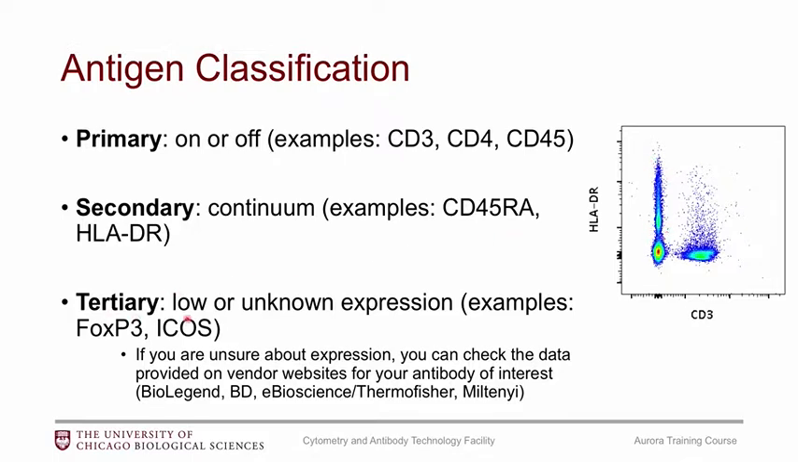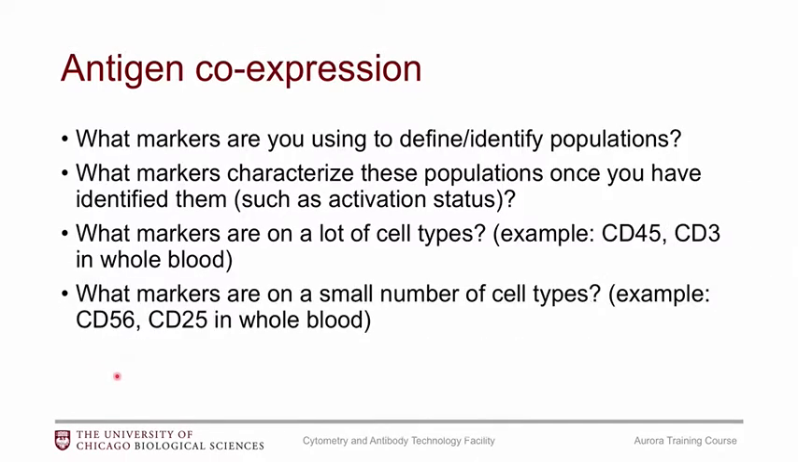And then the tertiary would be your low or unknown expression. A few examples might be FOXP3 or ICOS. If you are unsure about the expression, then I would recommend doing some searches, try to figure out what's been published, what you might expect these markers to look like if you can. Hopefully you don't have a panel that is entirely tertiary markers. Hopefully you do have some primary and secondary markers and only a few tertiary markers.